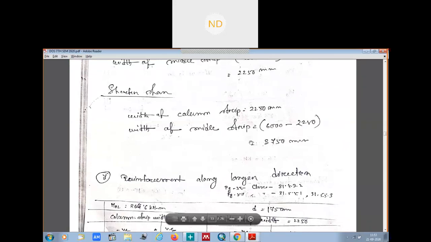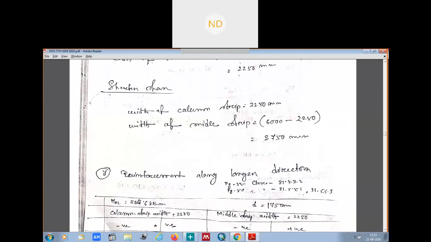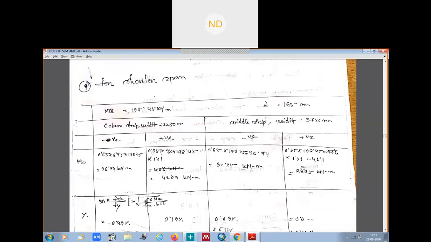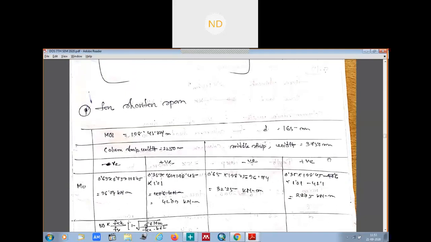Along the shorter direction, what was the width of the middle strip? 3750. So this is our 3750. These steps are similar, same calculations, only the moment has changed, the effective depth has changed, and the column strip width and the middle strip width have changed. Okay.